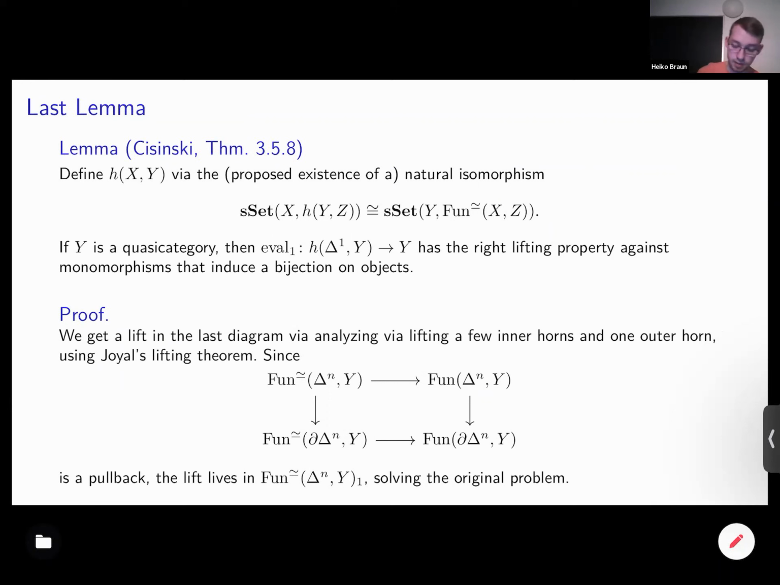So again, just copy the statement and now the proof. How it goes further: we get a lift in the last diagram by analyzing a few inner horns and one outer horn in the end. Inner horns we can always lift, and outer horns can be lifted using Joyal's lifting theorem if the particular edge is an isomorphism.